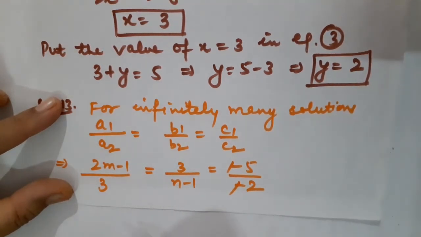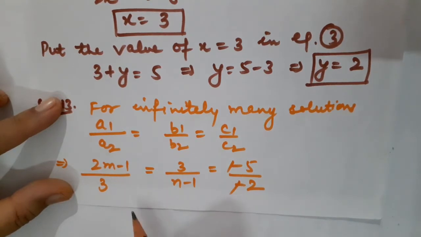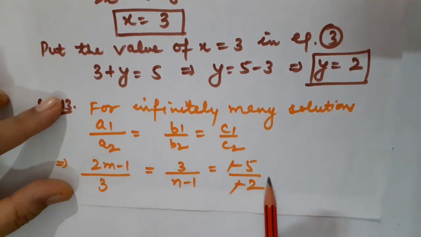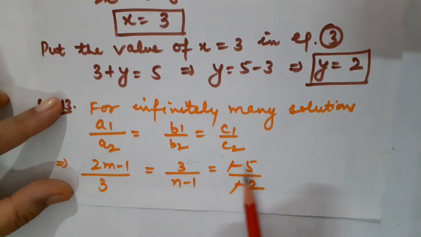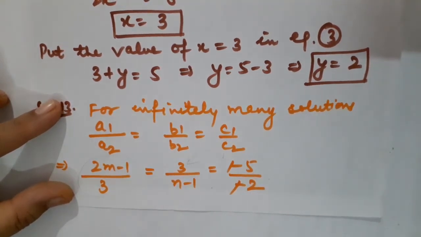Now children, as you know, I have to get the value of m and n. If I equate this expression, that is 2m minus 1 upon 3 is equal to 5 upon 2, then definitely I can get the value of m. Similarly, while equating expression number 2 and 3, I can get the value of n. So let us check the solution further.